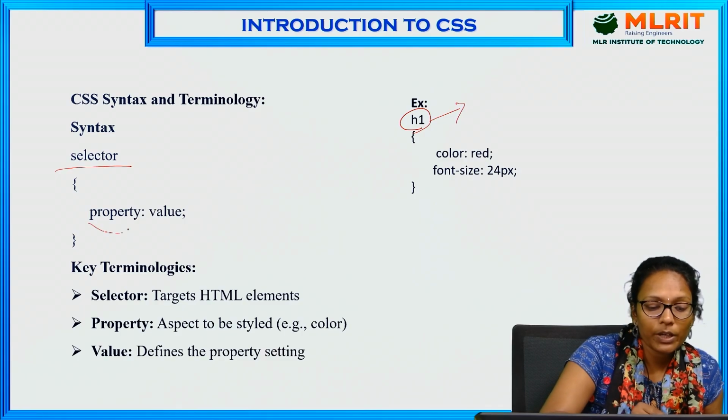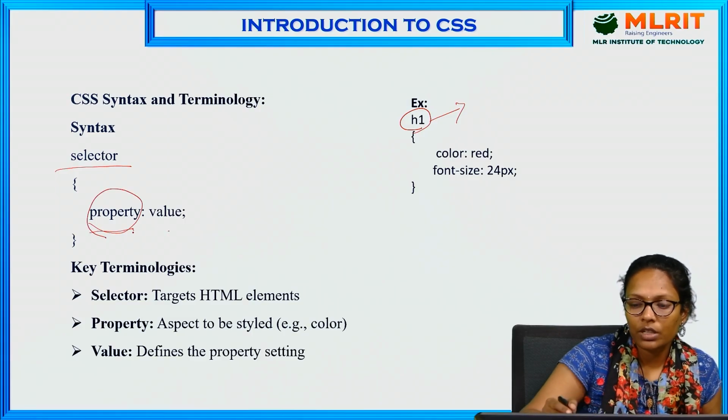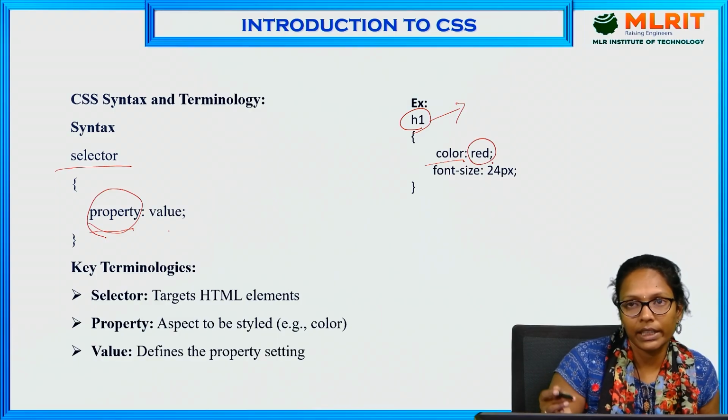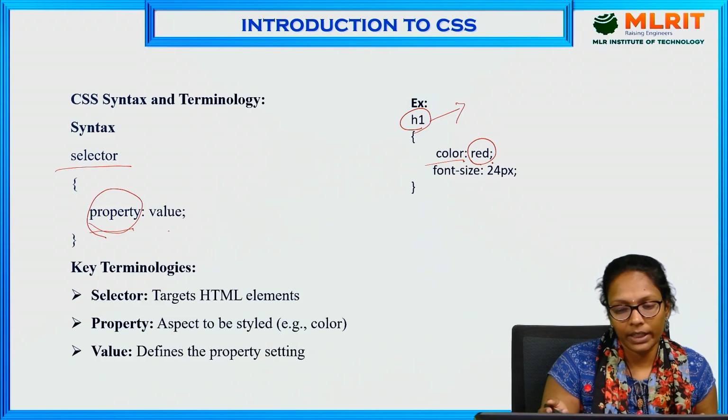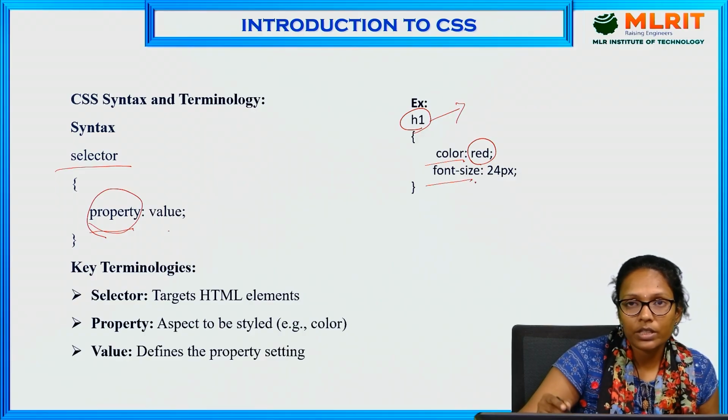First I need to mention the property name and value. What is the property you want to change? The property I want to change is color, and the property value is red. So the color will be changed to red. Next, another property is font size. What is the font size you want to apply? The value will be 24 pixels. That's all. I'm just closing this.